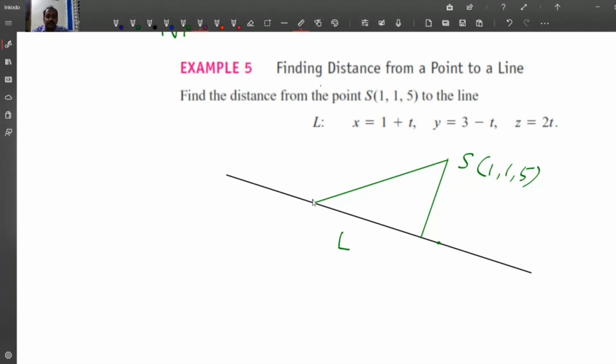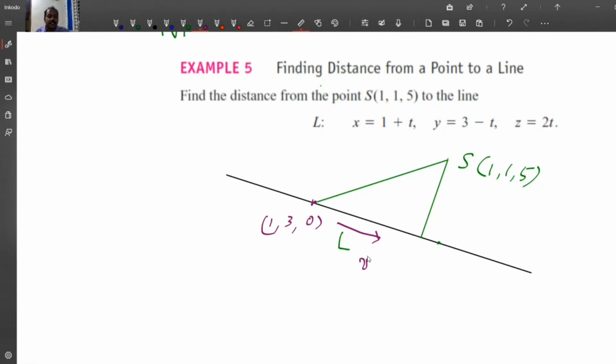So this is the point. It's a point on the line. So you may take the initial point P, which is (1, 3, 0). And you have the vector parallel to the line, given by its components: v1 is 1, v2 is minus 1, and v3 is 2.